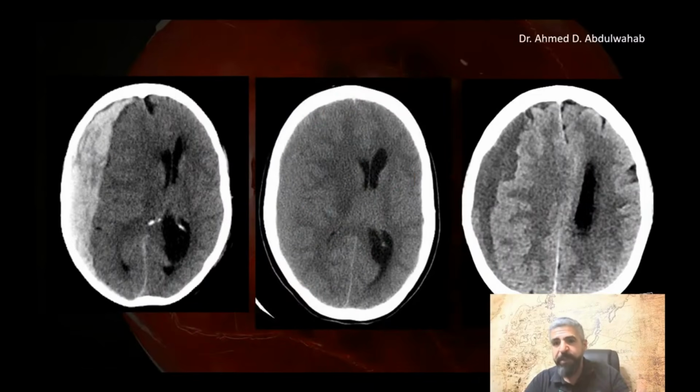Again, quick check. If the blood is bright white on CT scan, it's fresh, it's acute. If it is as dark as water almost, it's old. And now, if it is isodense to the brain, it's difficult to be seen. You need to be careful about that. It's subacute. This tells the surgeon how long the brain has been under pressure. And this is a very important finding.